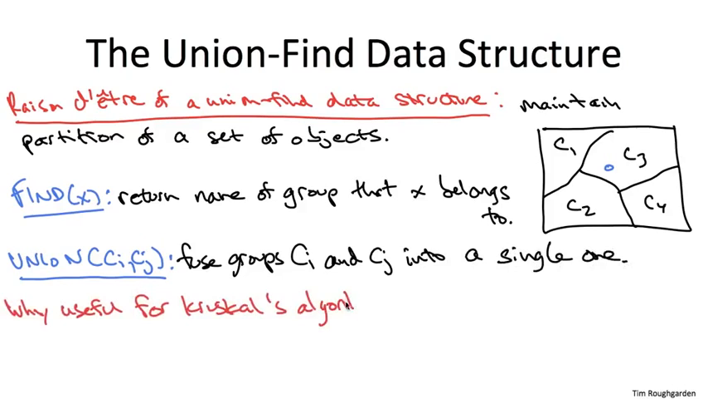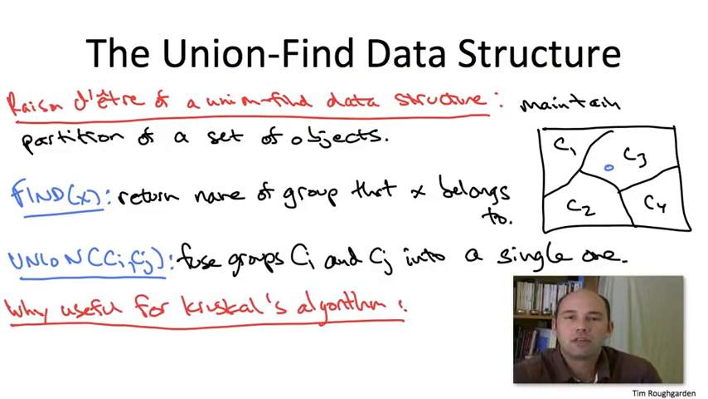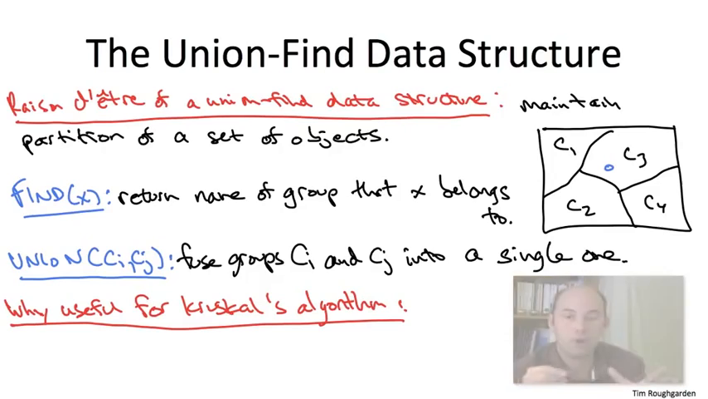So why might such a data structure be useful for speeding up Kruskal's algorithm? To see the connection, think of Kruskal's algorithm as working conceptually in the following way. Initially, when the algorithm starts and the set capital T is empty, each of the vertices is by its own, on its own isolated component. And then each time Kruskal adds a new edge to the set capital T, what that does is it takes two current connected components and fuses them into a single connected component.